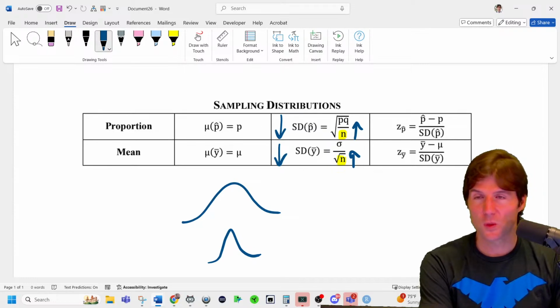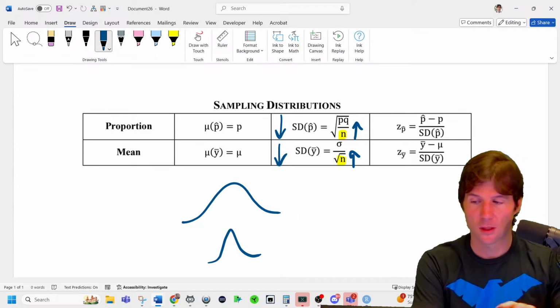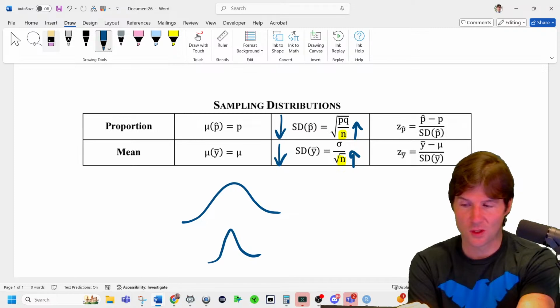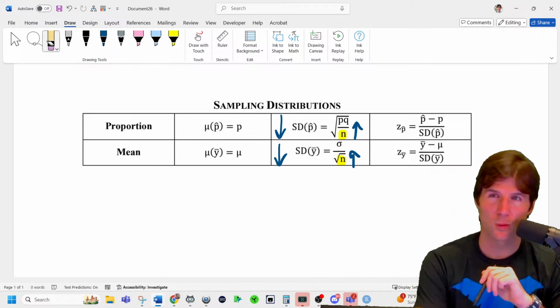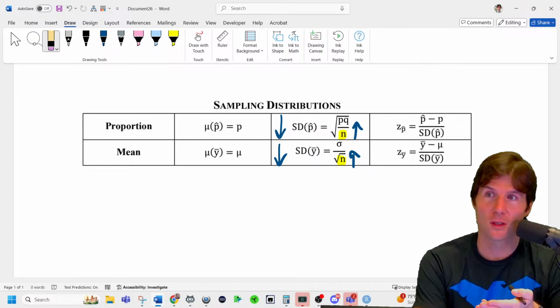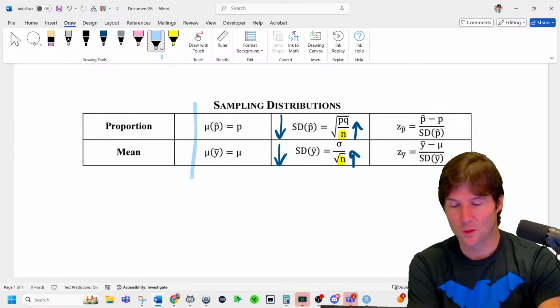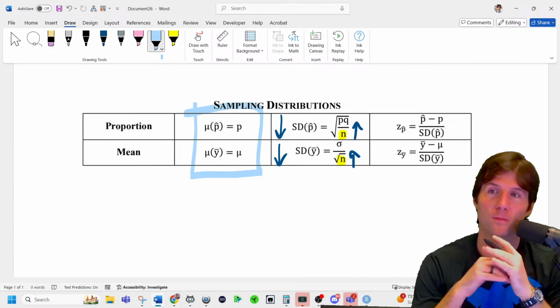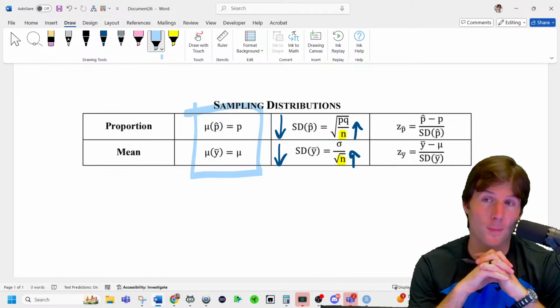As n increases, what happens to the mean of the distribution? We can look at the formula sheet for the answer. As n increases, what happens to the mean of the distribution? Does it go up? Does it go down?